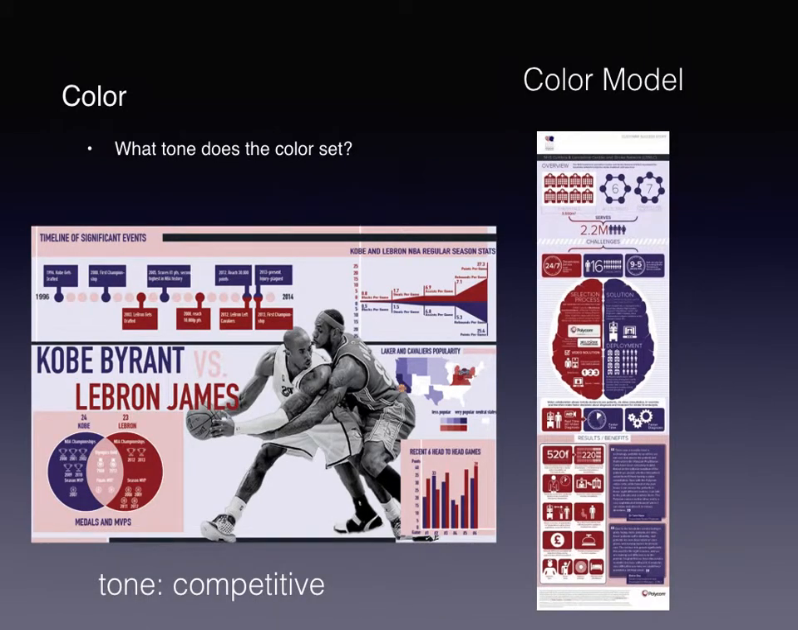Next, what tone does the color set? It's kind of a subjective question, but I want to express a tone of competitiveness since I'm comparing the stats between Kobe and LeBron, and my topic is about sports.